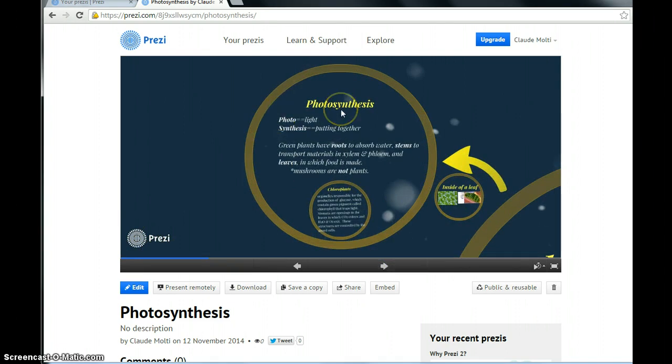Photosynthesis can be divided into two parts to make it easier to learn and to understand. Photo means light, synthesis means putting together. Green plants and algae use simple inorganic materials plus the sun energy to make complex material.